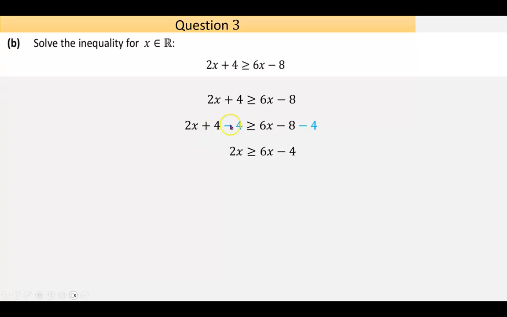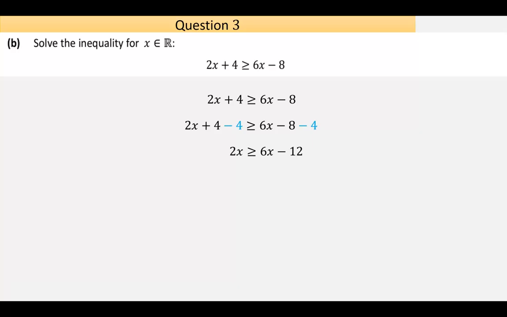Now, the consequence of that is that the 4s cancel. Okay, and on the far side, -8, take away 4. Use the calculator if you need to. Okay, actually, I seem to have made a mistake here. Okay, apologies for that. I just paused the video there and fixed that error.